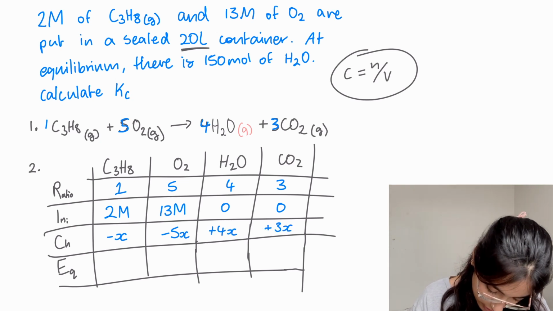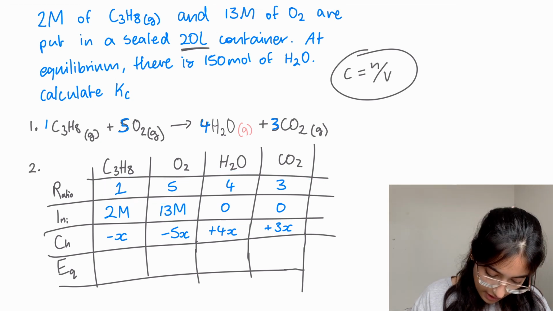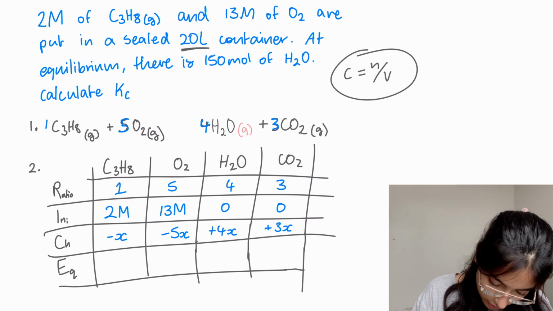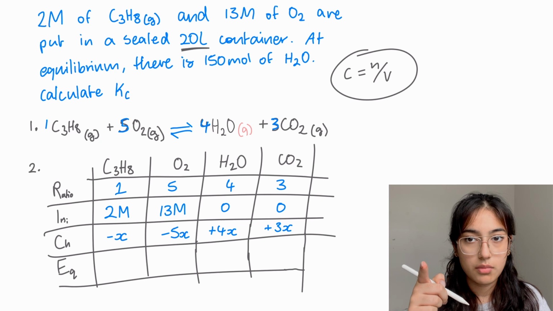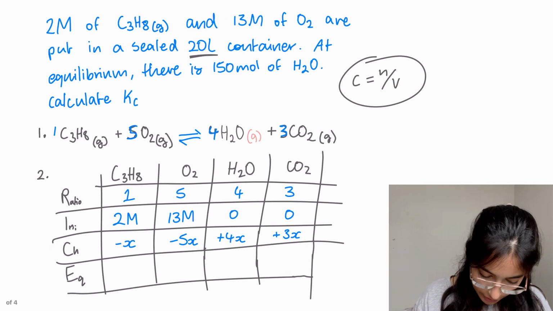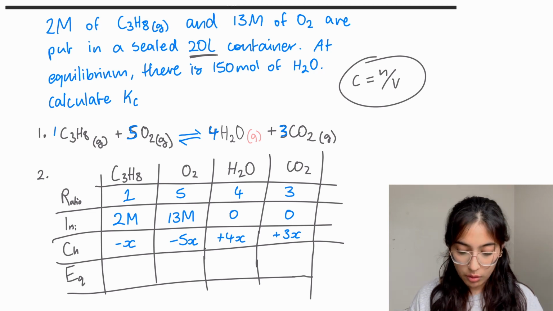So remember, I'm just taking these numbers, adding an x, so timesing by x, and then adding a negative for the reactants and a positive for the products. Also, by the way, I should have put an equilibrium arrow here, because this is an equilibrium reaction. Don't mess that up in the exam. Okay, and then what's our equilibrium concentrations? We only get 1 equilibrium concentration here, which is 150 moles of H2O.